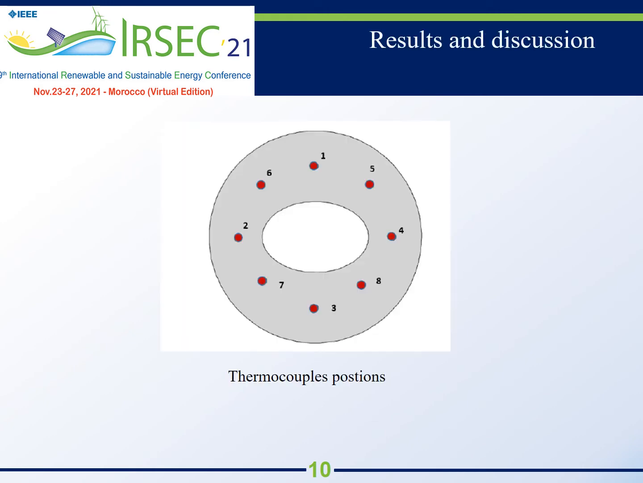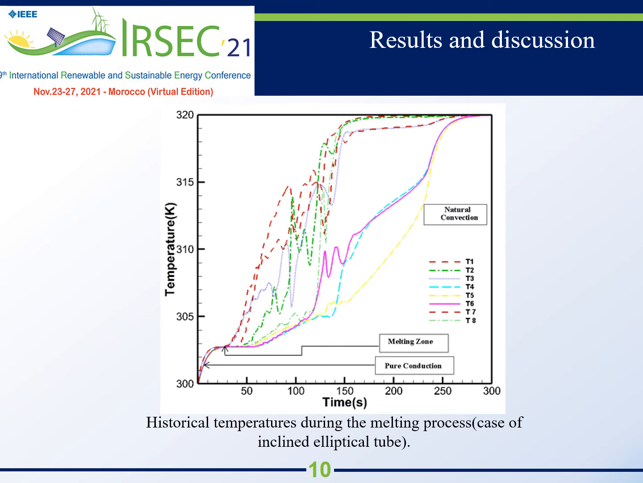To better understand the heat transfer during the melting of PCM, thermocouples were installed at several points in the PCM domain, as shown by this figure, which allows saving the temperature history throughout the phase change process at different points. Here we have the example of the configuration with the horizontal elliptical tube.